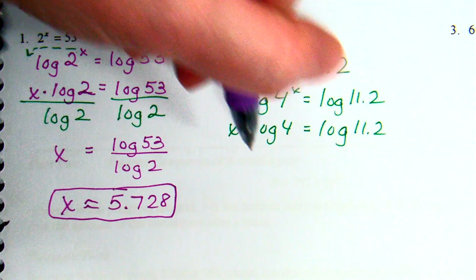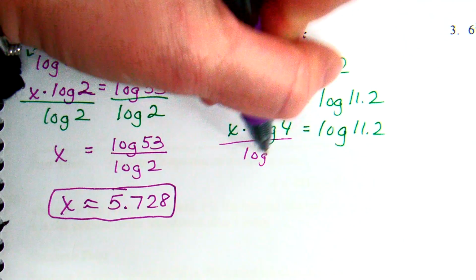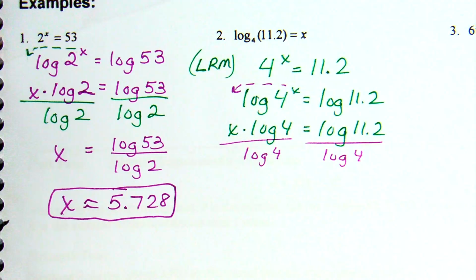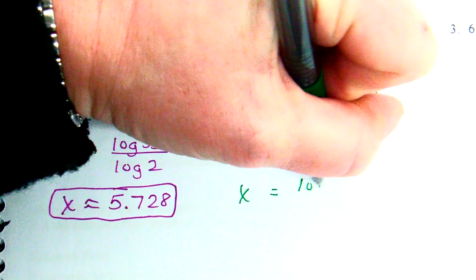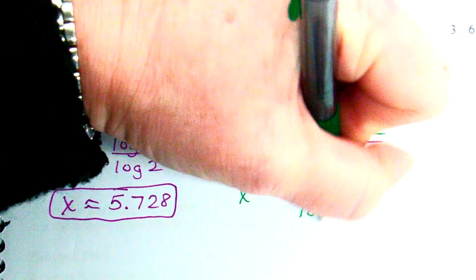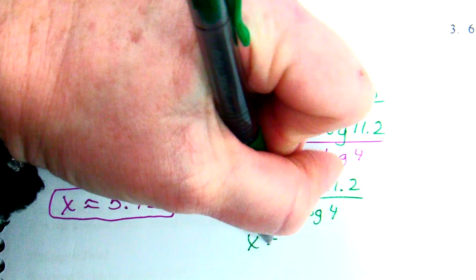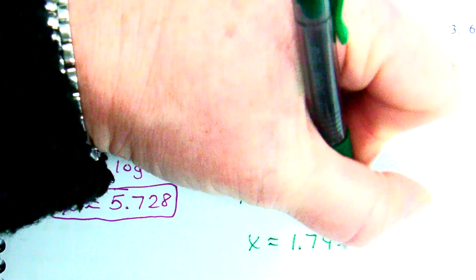How do I solve for x? Divide both sides by the log of 4. And so x is the log of 11.2 divided by the log of 4. And then the calculator does say 1.743.